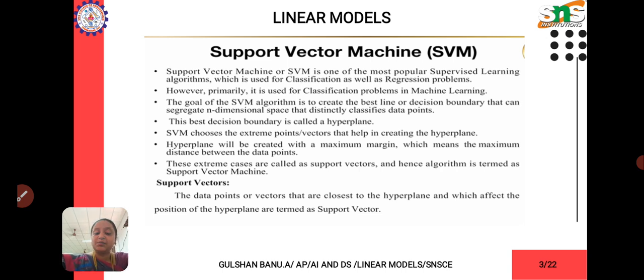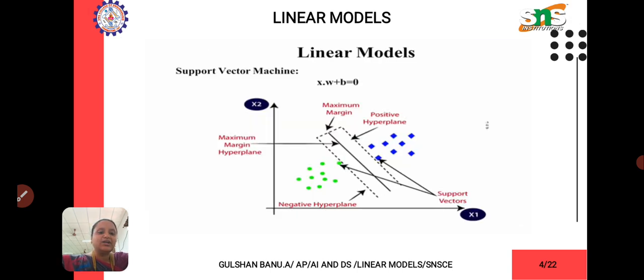Now, what is this support vector all about? The data points or vectors that are closest to the hyperplane and which affect the position of the hyperplane are termed support vectors. See, in this diagram it has been noted that you have different kinds of data, and x into w plus b equal to 0 is the equation for the input value and the bias. Since we are denoting it with a straight line, we are using a straight line formula for it. So you have a maximum margin, a minimum margin, a positive value and a negative value. Based on those things, we are correlating it and getting a linear value.